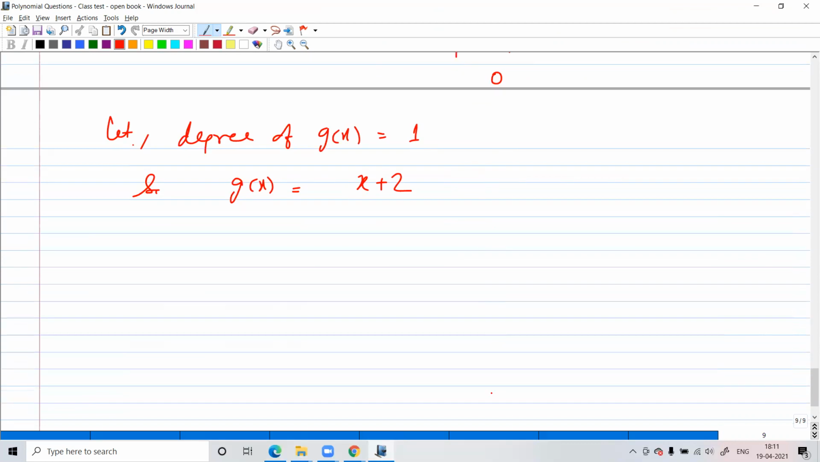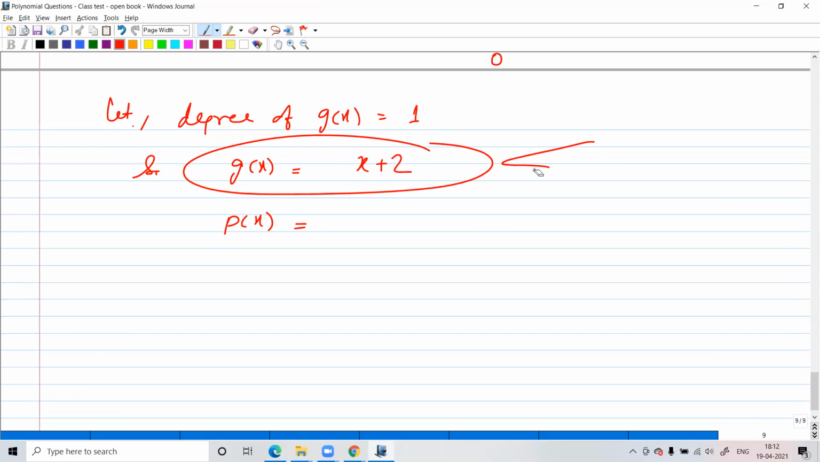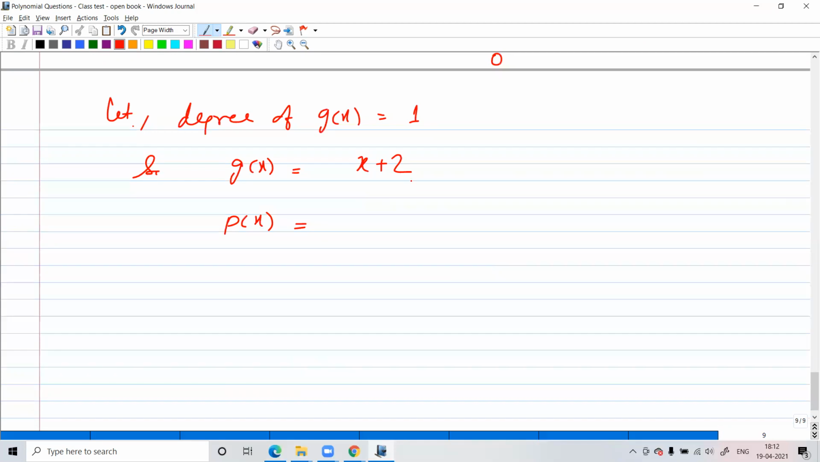Now, what should I pick my Px then? Is there any condition I have to follow? Nothing, no condition. I can pick any degree, because whatever degree I pick, I know that degree of remainder will be less than 1, and less than 1 will always be 0. So whatever Px I choose, it doesn't matter. The degree of the remainder will be 0, not the remainder itself, but the degree of the remainder will be 0. So let me pick something simple.